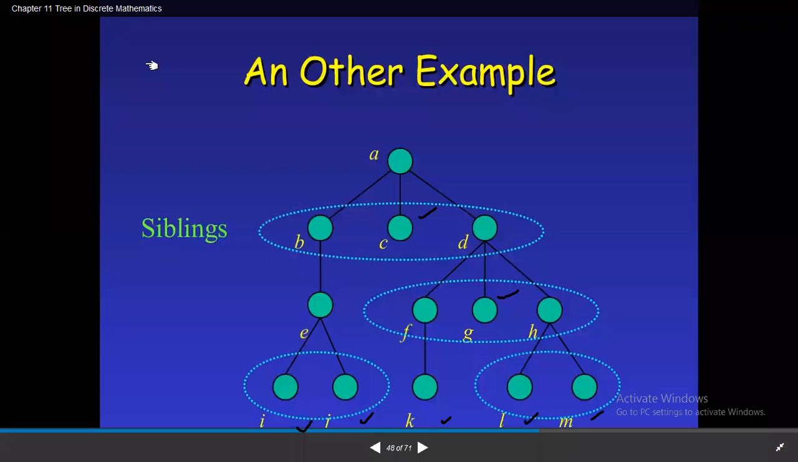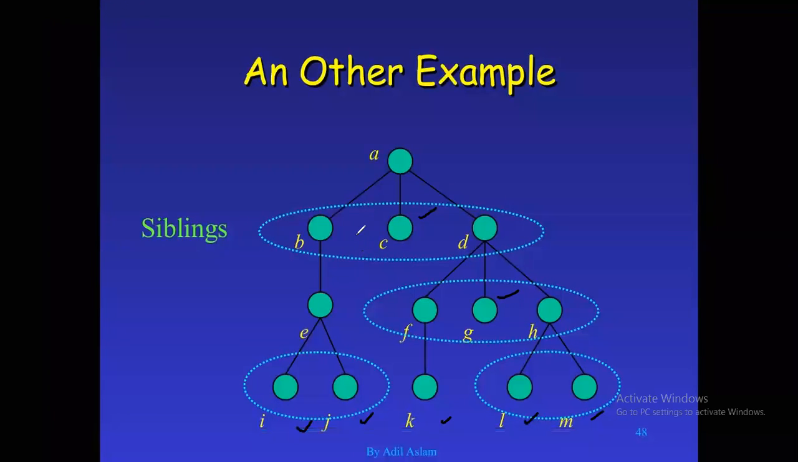Siblings. We recall the sibling definition. Those who have a common parent are called siblings. So now, B, C, D, the common parent is A. Therefore, B, C, D are the siblings. F, G, H are siblings. Why? Because their parent is D. I, J, their parent is E. Therefore, they are siblings. L, M, their parent is H. Therefore, L, M are the siblings. If they have a common parent, then they are called siblings.